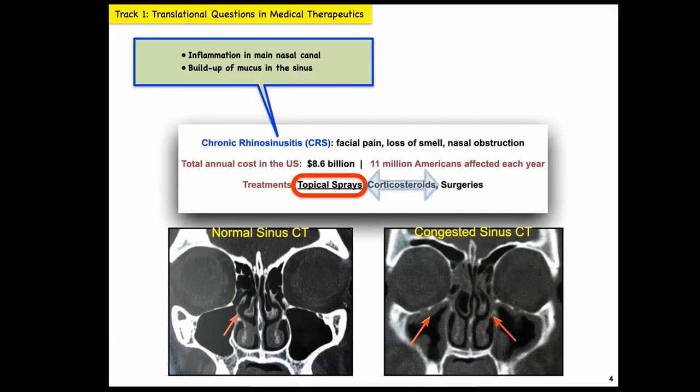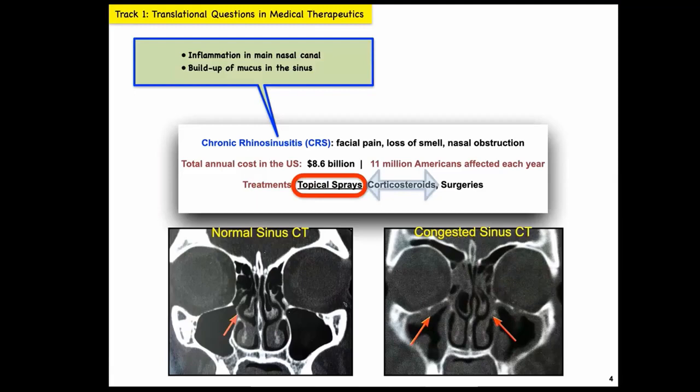Now let's think of what are the possible treatments available for this condition. In general, there are three possible avenues. The first line of treatment are the topical nasal sprays. If that doesn't work, the doctors typically recommend orally administered corticosteroids. If that doesn't work, then the eventual option is to go for some corrective surgeries, which can help to ease the flow of air into the person's nose.